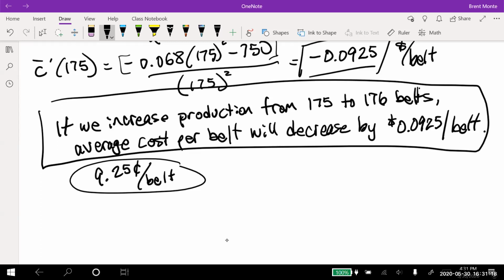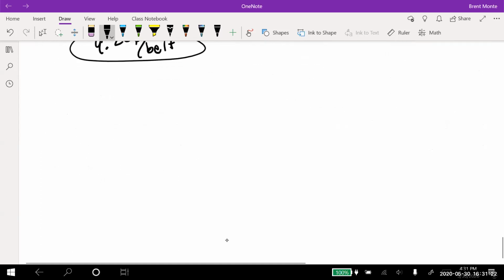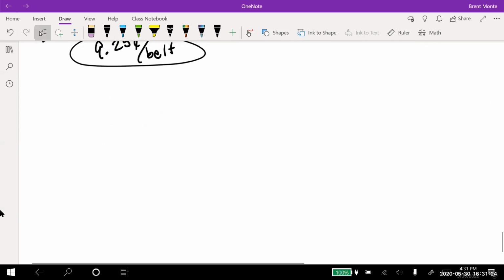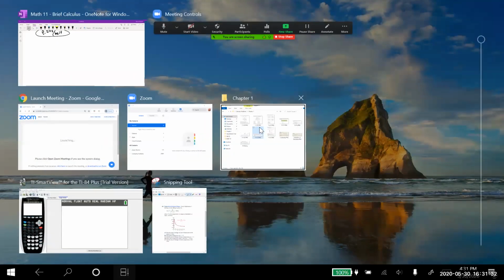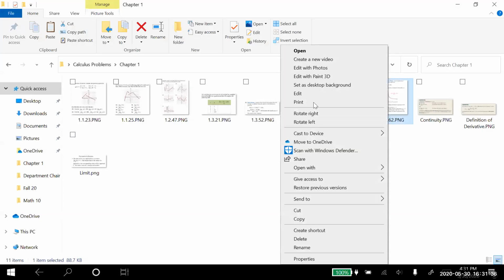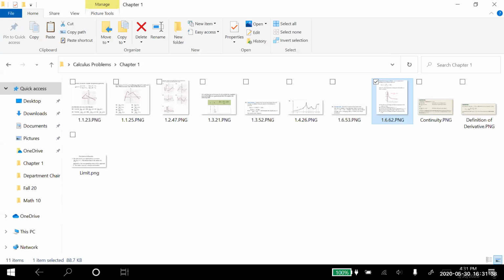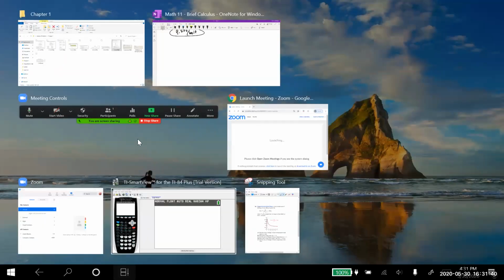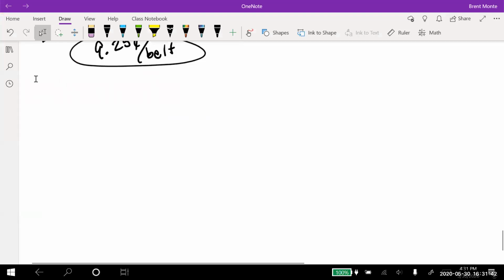All right, let's do one more problem and we'll call it a day. Let's look at this one. I thought this problem was nice and appropriate. It's problem 62, but let me go grab it. Let's see, where's my 62? There it is. We'll copy that, go back in, and paste it right there.